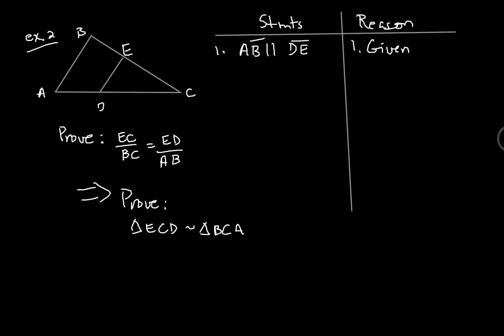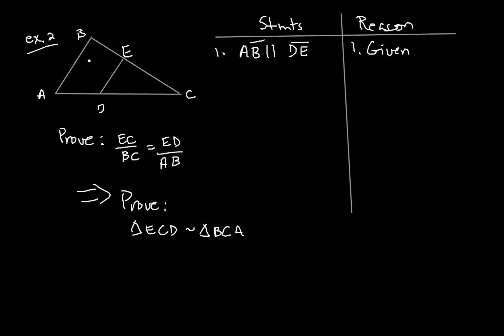Okay, there we go. Okay, this one says AB is parallel to DE. We have to prove that the sides are proportional. So we're going to prove that EC is proportional to BC and that AED, I don't think that's supposed to be ED. It's supposed to be EDAB. EDAB, yeah, it is. And then this side is proportional to this side.